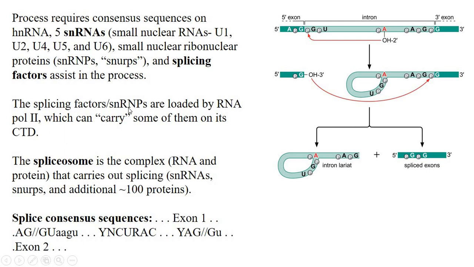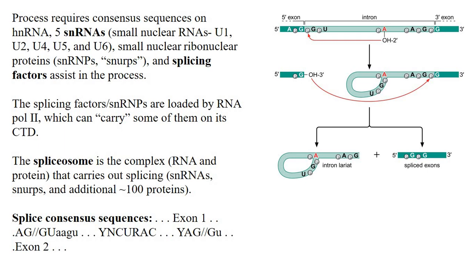These splicing factors, or these SNRPs, are loaded by RNA pol 2, which carries these on its CTD. So again, the CTD is really important. The spliceosome complex consists of RNA and protein, and it carries out splicing. It includes snRNAs, SNRPs, and about 100 additional proteins.